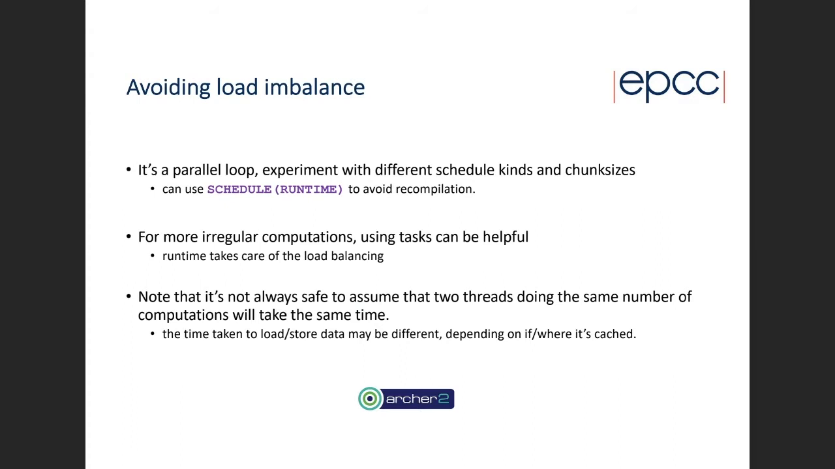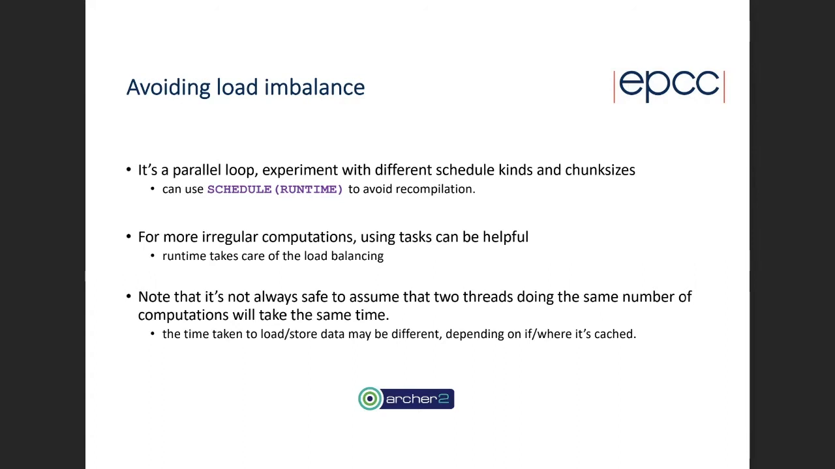So what can you do about load imbalance? Well, if it's a parallel loop, then OpenMP offers you a lot of opportunities to experiment with different schedule kinds and chunk sizes. You can try static scheduling with a small chunk size, or dynamic scheduling, or guided scheduling. And there's a convenience: you can specify schedule runtime on a loop, and then you can set the schedule with an environment variable. So it's a convenient way of running lots of experiments without recompiling your code.